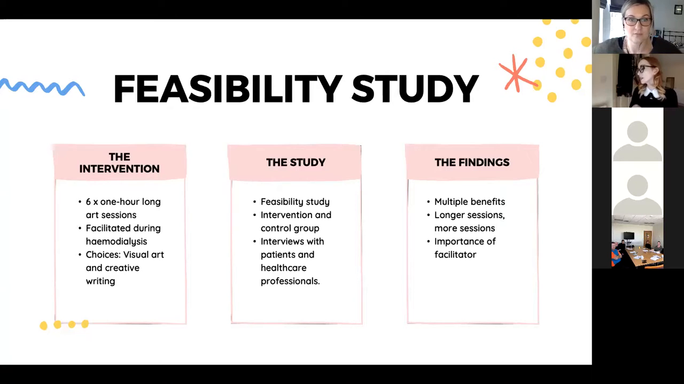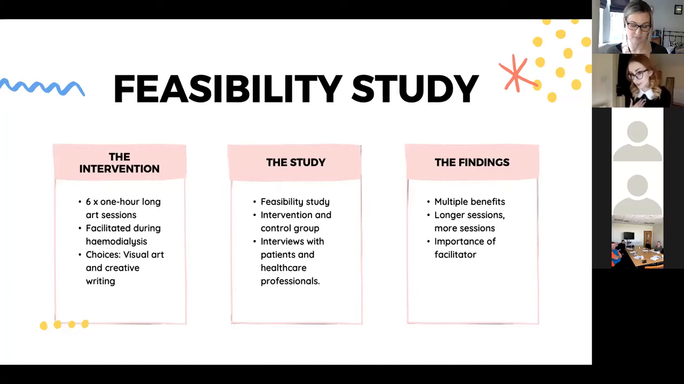Now, this also has implications going forward in terms of how to deliver this in the long term in practice, because I was the one who delivered the intervention. I was the facilitator in this situation. And traditionally in arts and medicine programs where you have an artist come in to provide art in healthcare settings, the person facilitating that would be a professional artist. They would be trained, they would be working as an artist, and that would be their role.